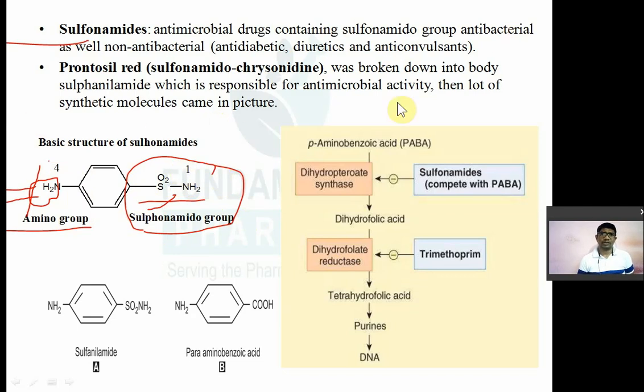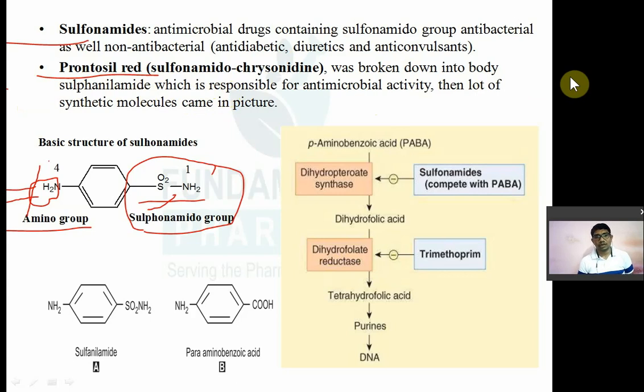When these sulfonamides were discovered, they were discovered by accident. There was one dye known as prontosil. It consists of a sulfamido and chrysoidine structure. It was used to control bacterial infection in humans. Later it was observed that the antibacterial action is not because of this prontosil dye itself.